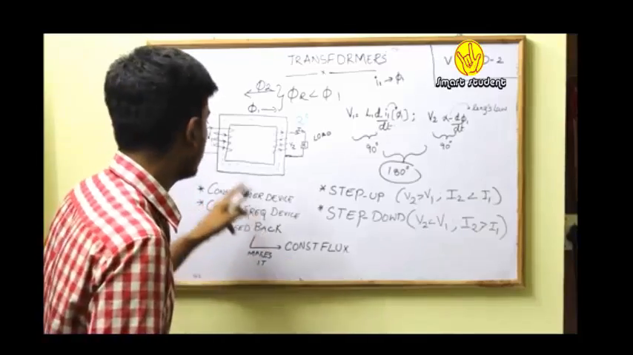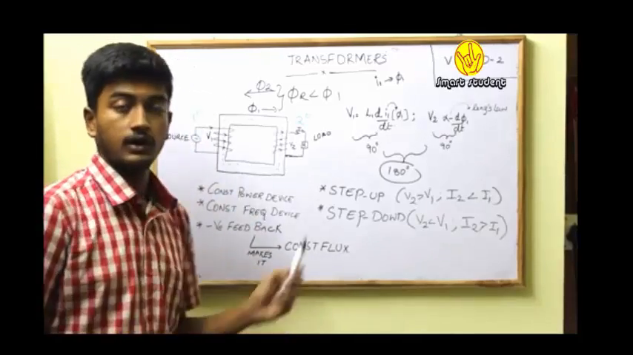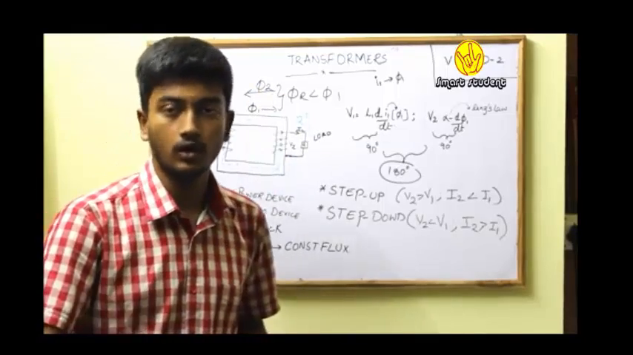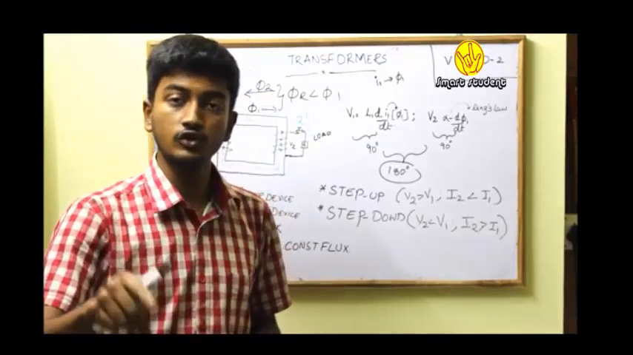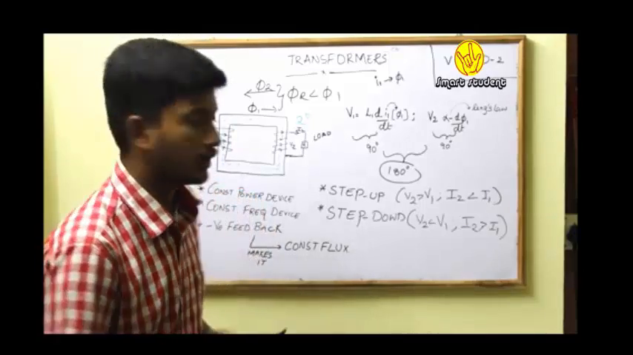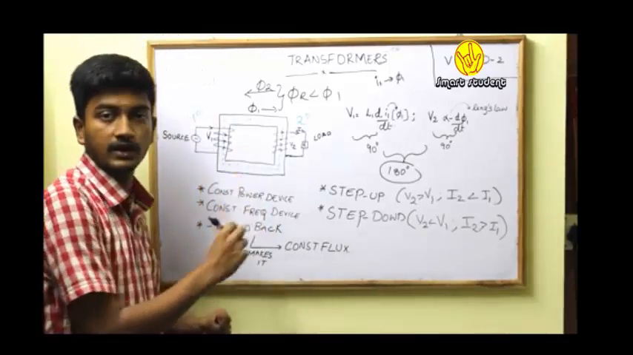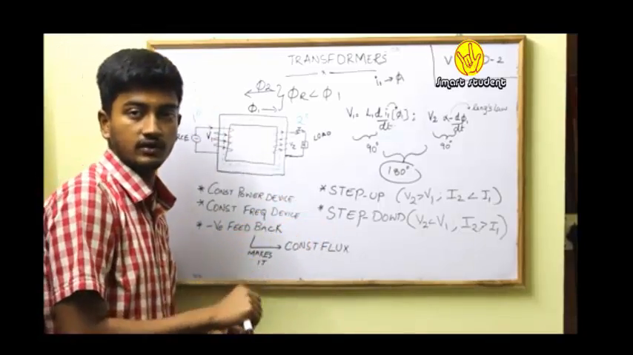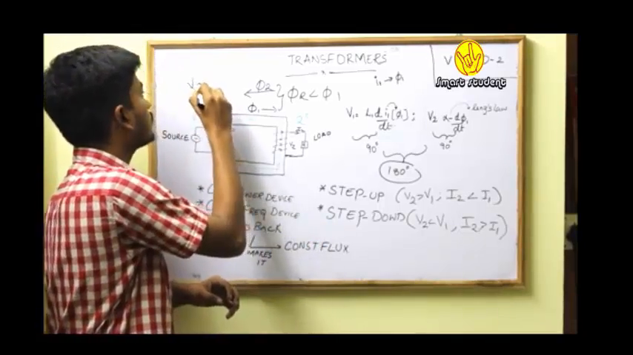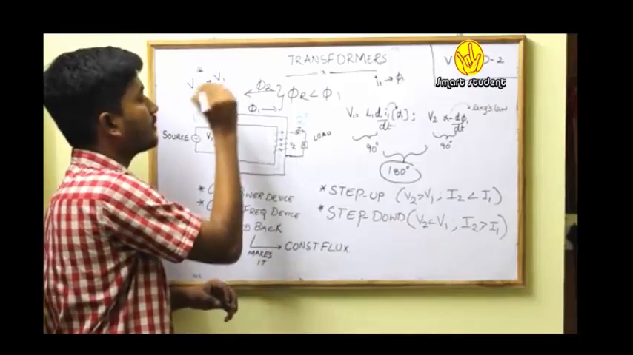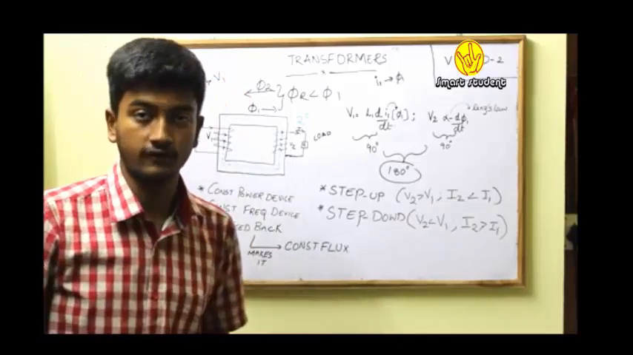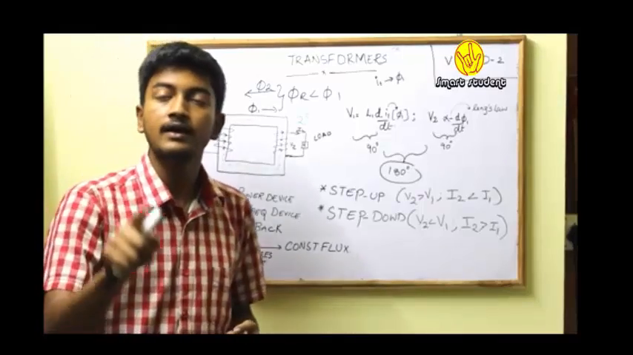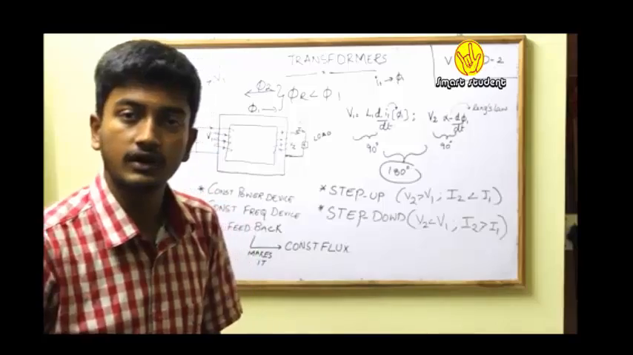Because of this reduction in my phi r, the induced EMF in my primary also reduces, because V is proportional to d phi by dt. And because of this reduction in my primary side voltage, there will be a potential difference occurring between these two. That is, my source side voltage will be greater than my primary voltage. Because of this potential difference, some current starts flowing in my primary circuit.